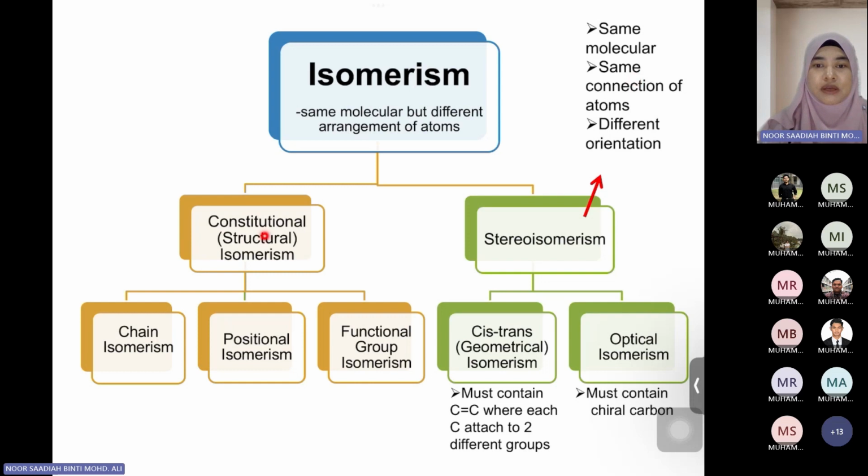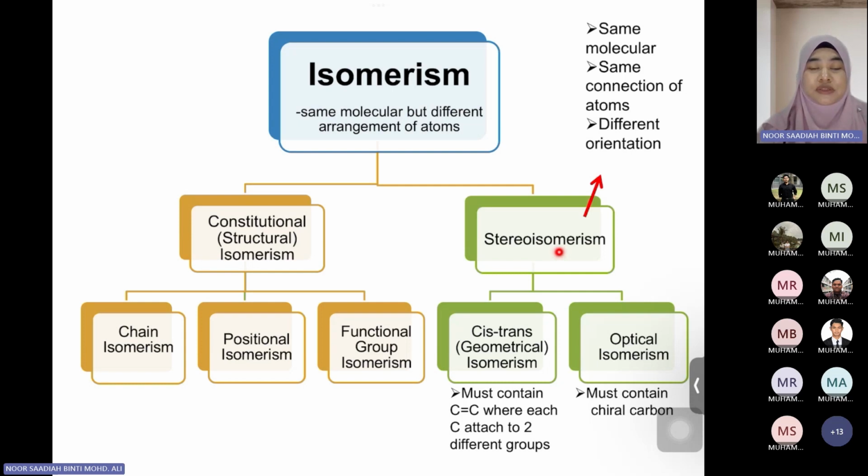For constitutional just now, the compounds have the same molecular formula but different connection of atoms. For stereoisomerism, the connection of atoms is the same. We don't change the connection of atoms. But what is the difference between the compounds for stereoisomerism? This third point is to be highlighted. How the atoms are arranged in space is different, or they have different orientation in space. So we are going to talk in terms of their orientation, top, bottom, or left and right. So that is stereoisomerism.